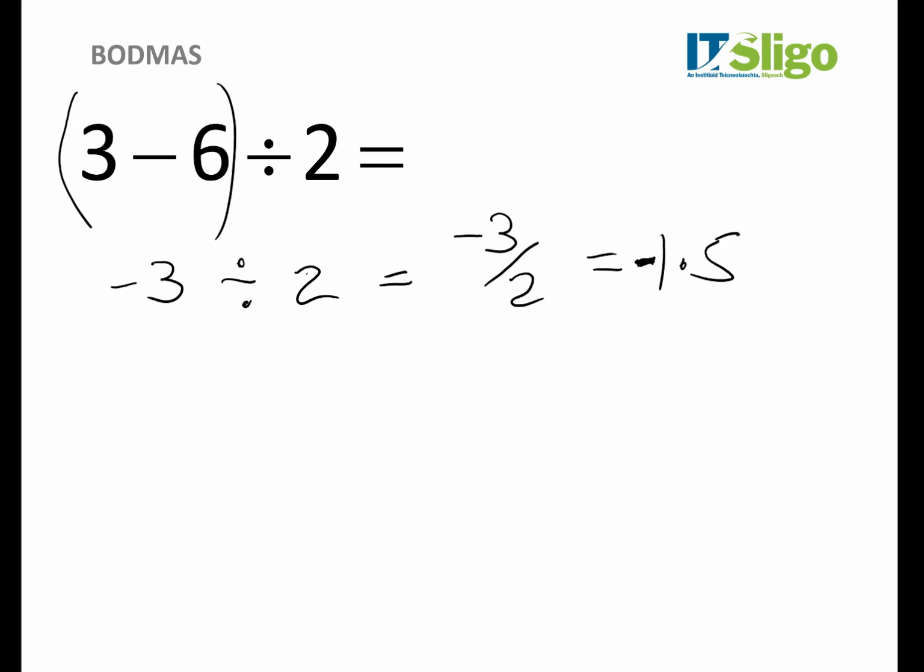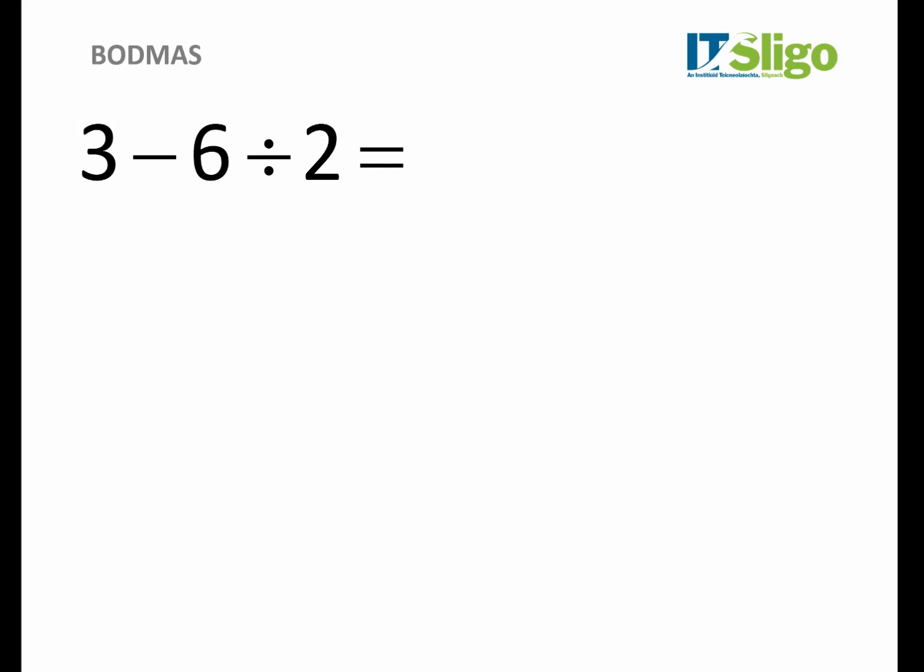Just checking that I haven't made a mistake, guys. I make mistakes quite a lot, so I have a healthy paranoia about my own maths, which you should have as well. So that's one possible answer. The alternative way, guys, is to actually do this bit first. Now we've got 6 divided by 2, which is 3. We've got 3 minus 3, and our answer is 0.